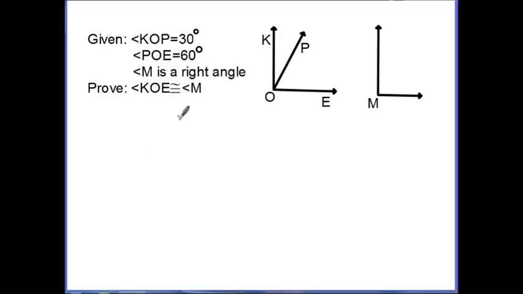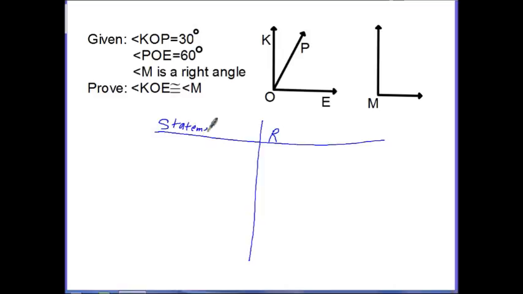Again, we can't jump the gun. Everything needs to be stated. So here we go. We have our statement and our reason. Angle KOP equals 30 degrees. Given. Angle POE equals 60 degrees. Given. Angle M is a right angle. Given.